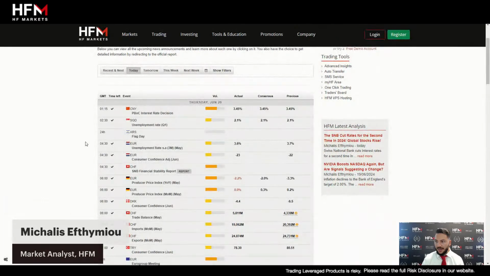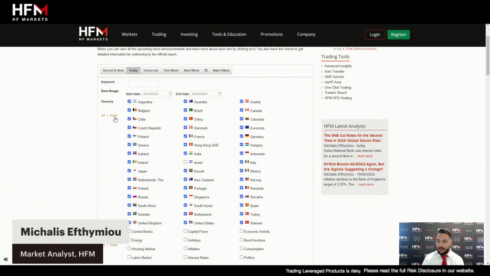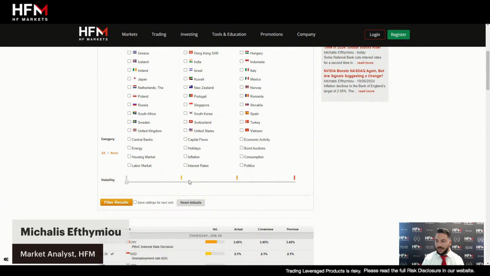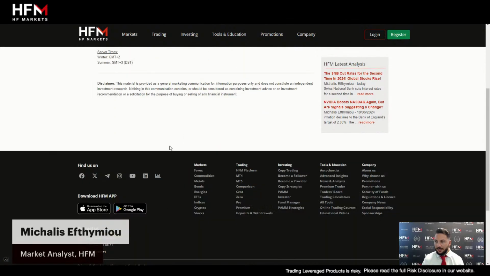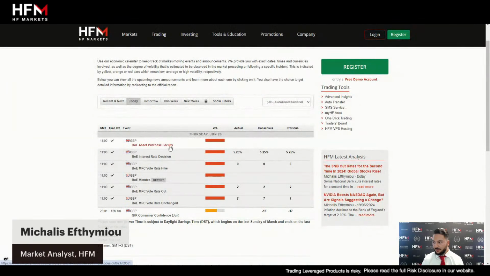Let's see if we've had any adjustments. The expectation at the moment is for there not to have been any adjustments at all. Let's filter for today, ladies and gentlemen. So here we go. We've had no adjustments. We've had no changes in the UK's monetary policy vote.